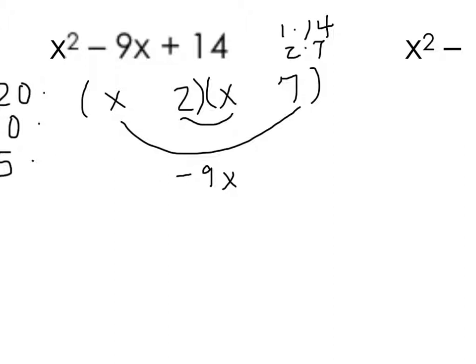And let's talk about what sign goes in here. We've been having a plus and a plus. That would give us positive 14, that's true. But would it give us negative 9x? I don't think so. What else can we use besides a plus and a plus?